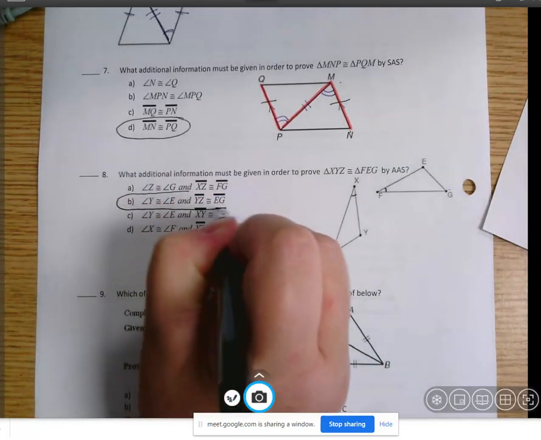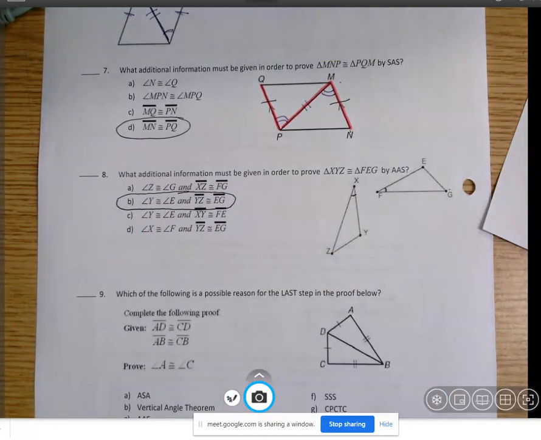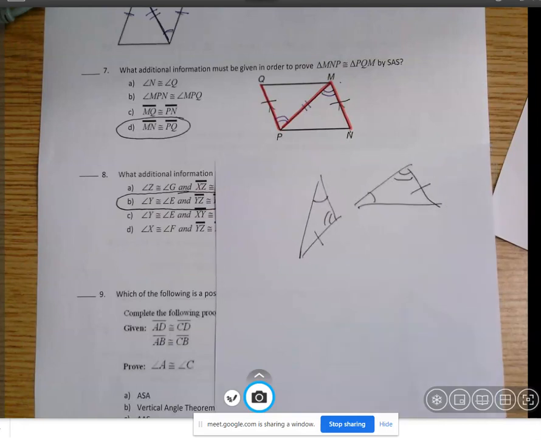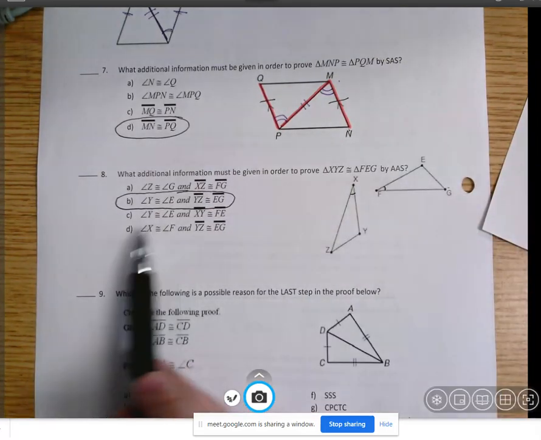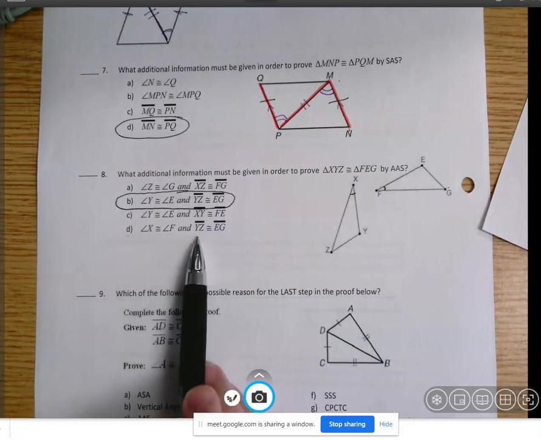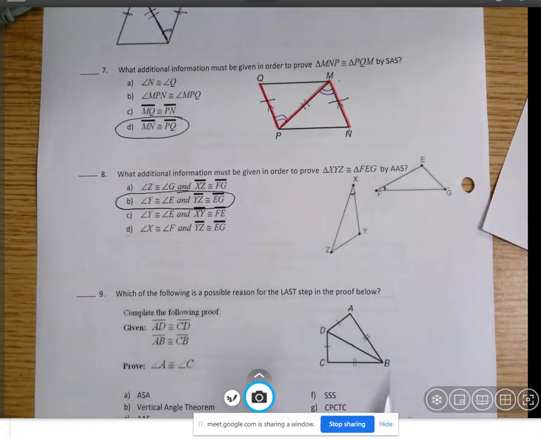If you got this one wrong, what I suggest doing is exactly what I just did here. Go back and draw the triangles and mark the things, like if you chose D, mark this and mark this and mark what's already given. And you'll probably see why it's not angle, angle, side. Like maybe the side is between the two angles.